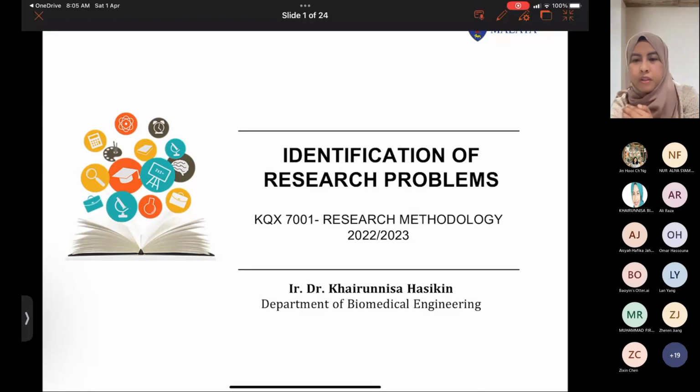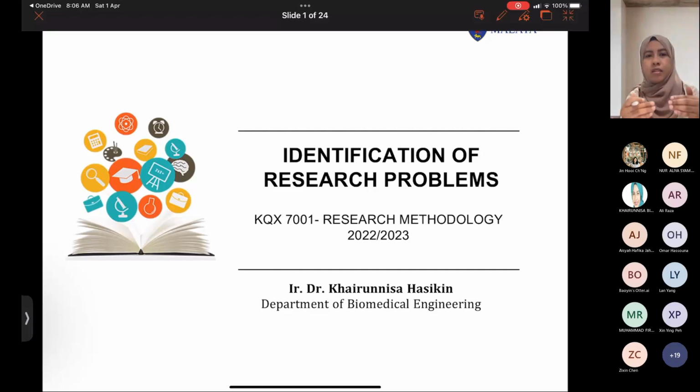Second module of the whole class. The first module is on introduction. So I already explained in the first 2 weeks what the research is all about, the type of research, what is needed to conduct the research. And now we move on to the heart of the research, where you will learn identification of research problem. From that research problem, how to create research question, and from that, how you perform literature review.